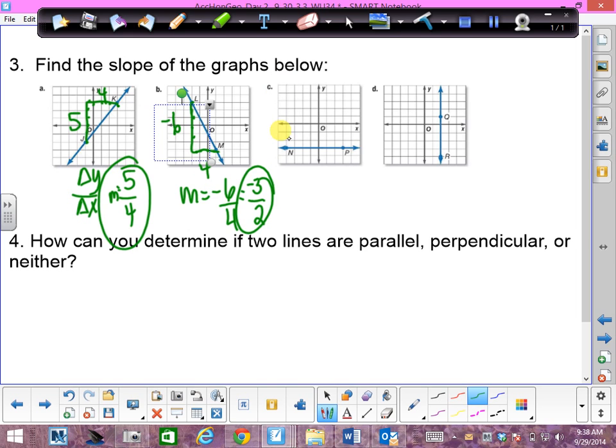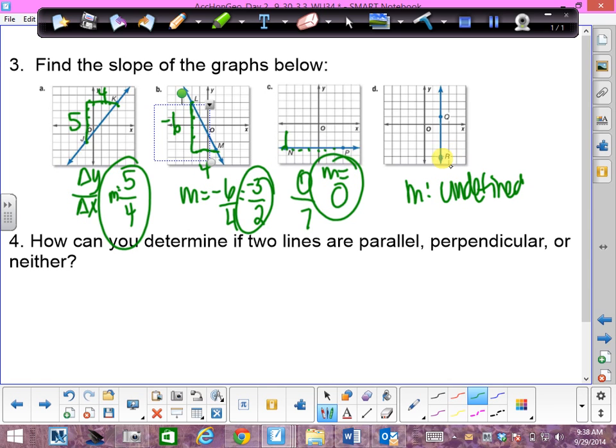Alright, C is a horizontal line. If we look, to go from N to P, there's no rise, so that would be 0. The run is over 1, 2, 3, 4, 5, 6, 7. So here our slope is 0. I expect you to see a horizontal line and know the slope is 0. You shouldn't have to calculate it. And for a vertical line, we know the slope is undefined. So we just say M is undefined.